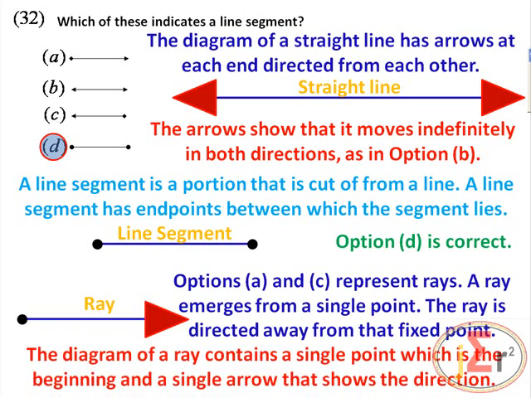The diagram of a ray contains a single point, which is the beginning, and a single arrow that shows the direction. So the single point and the arrow. The single point shows the beginning of the ray, and the arrow shows the direction in which the ray is going.